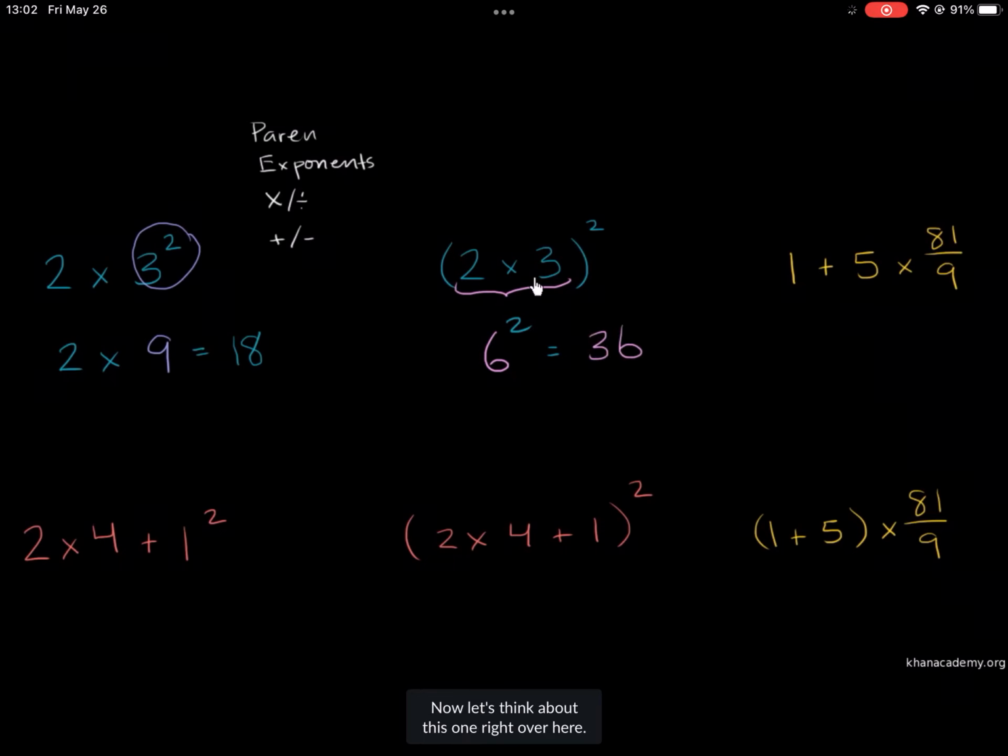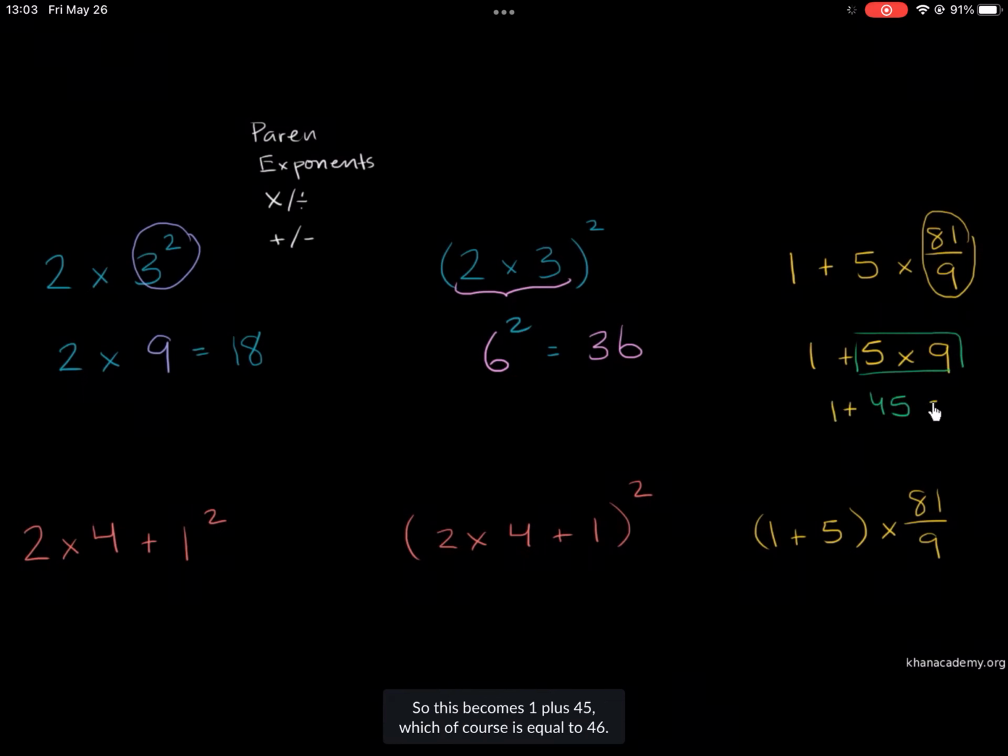Now let's think about this one right over here. Once again, we want to do our multiplication and our division first. So we have a division right over here. 81 over 9 is the same thing as 81 divided by 9. That's going to be 9. And so it becomes 1 plus 5 times 9. Now we want to do the multiplication before we do the addition. So we're going to do our 5 times 9, which is 45. So this becomes 1 plus 45, which of course is equal to 46.